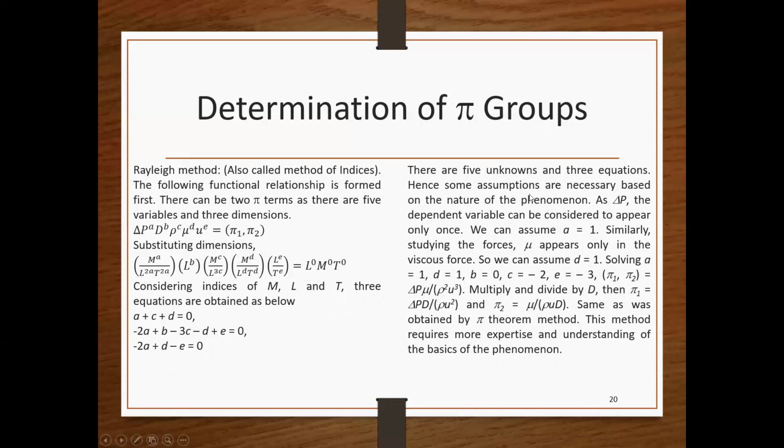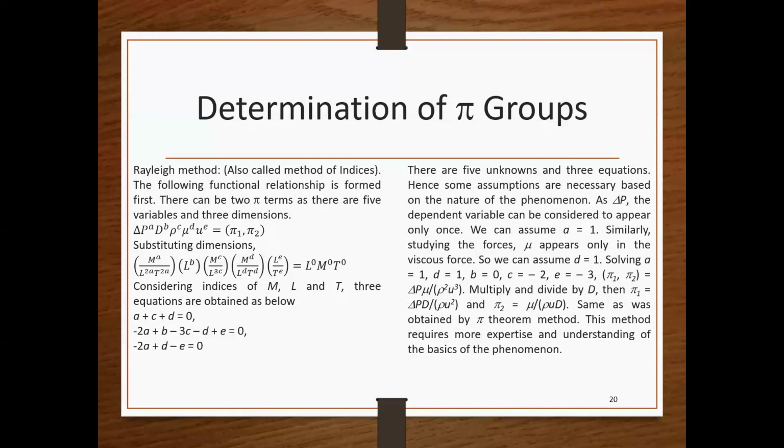There are 5 unknowns in 3 equations. So you are short by some. Hence, some assumptions are necessary based on the nature of the phenomenon. As delta P, the dependent variable, can be considered to appear only once, we can assume A is 1. Similarly, studying the process, mu appears only in the viscous force, so we can assume D as 1. So those are the two assumptions you fulfilled.